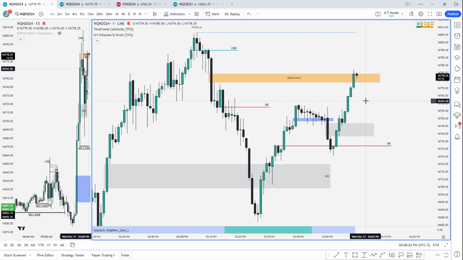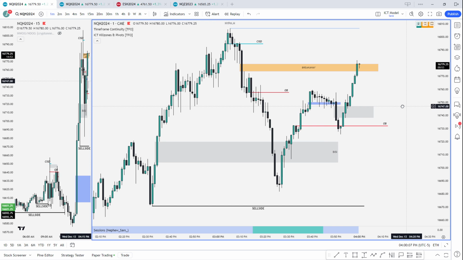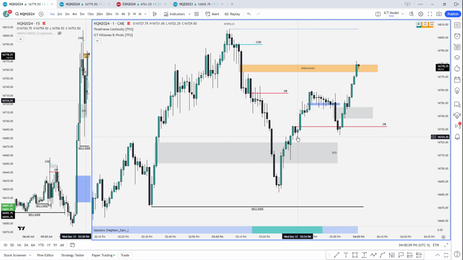There's your breakaway gap fill. So it bounces back and forth between long and short. That's why I just don't like trading the PM macro, PM session at all. And there's your market close.